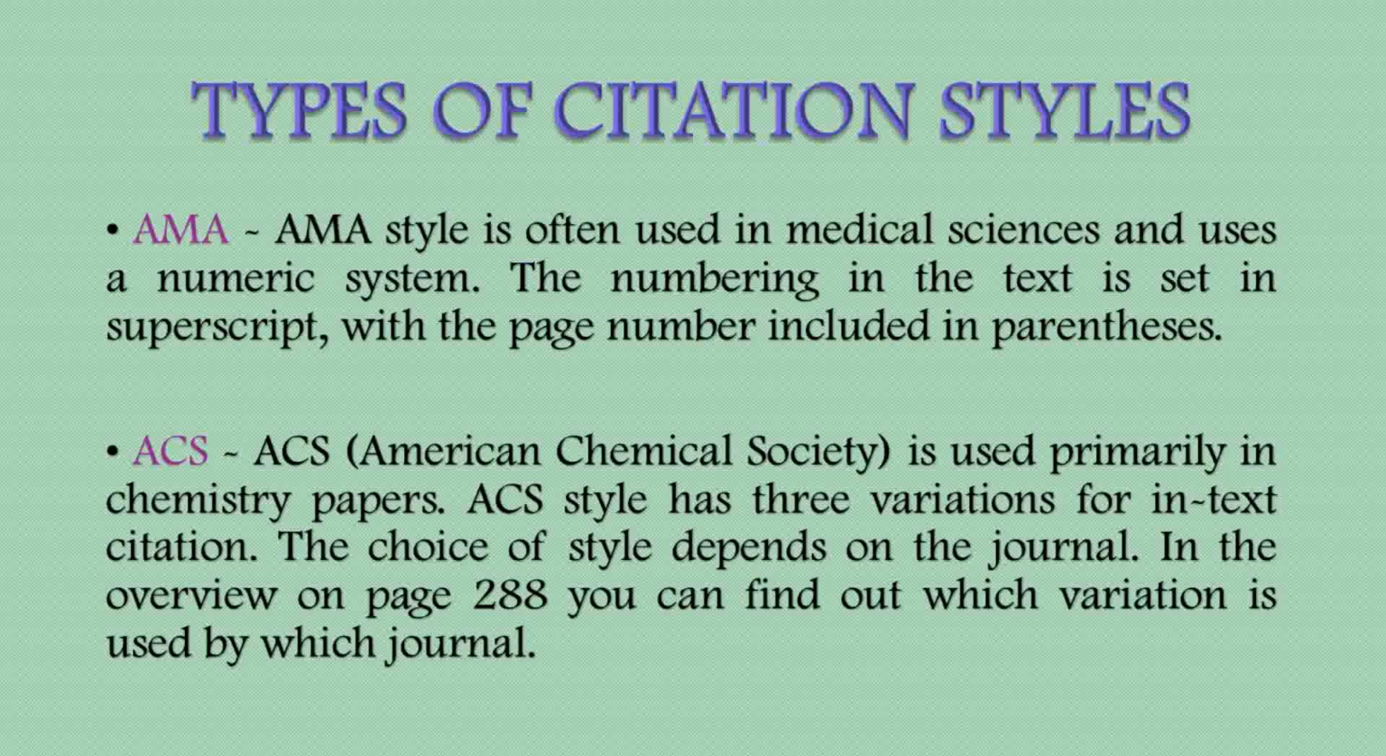The other one is ACS. American Chemical Society is used primarily in chemistry papers. ACS style has three variations for in-text citation. The choice of style depends on the journal. In the overview on page 288, you can find out which variation is used by which journal.